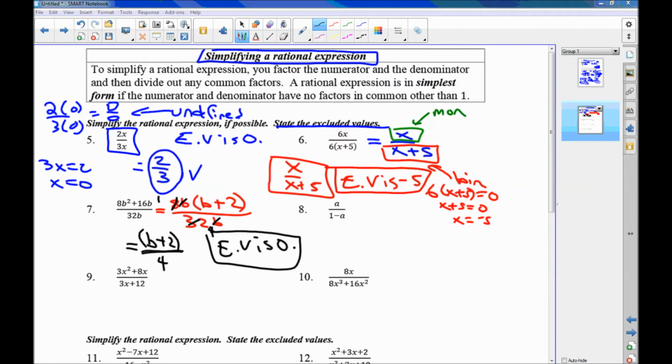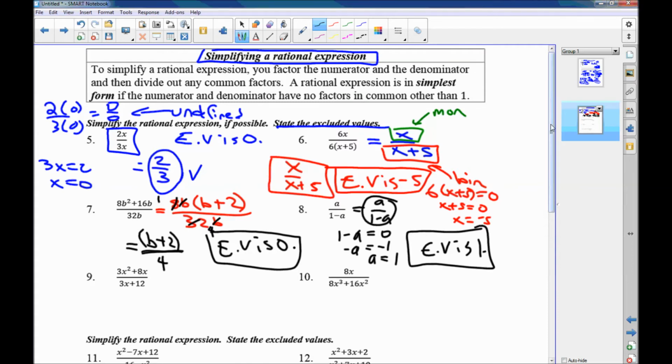All right, number 8, this is already simplified. It will not get any more. A over 1 minus a. This is as simple as it gets. And then we have an excluded value, so 1 minus a equals 0. We solve for a. Negative a equals negative 1, so a can't be 1. So here's our simplified version, and our excluded value is 1.